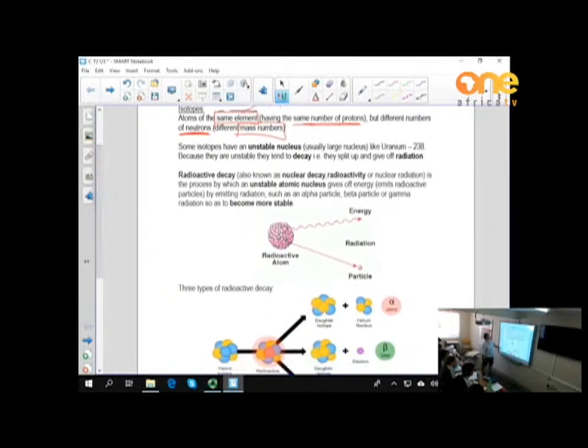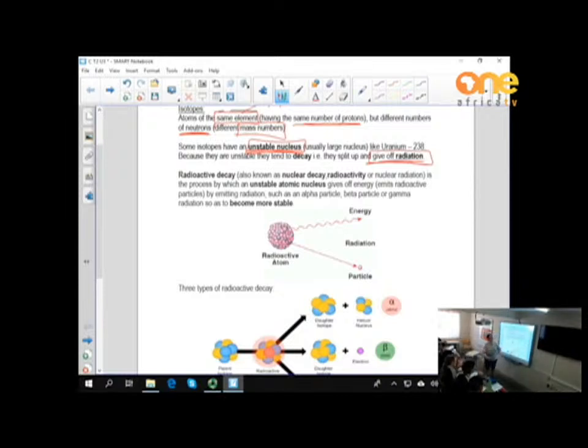Now, we've done isotopes in grade 8, grade 9. And this year we have to go one little step further. Now, some isotopes are unstable. The reason being is the unstable isotopes often have more neutrons than the stable one. It's as if the nucleus becomes too large and it makes it slightly unstable. Now, when we get unstable isotopes, we find very often that they give off energy in the form of radiation.